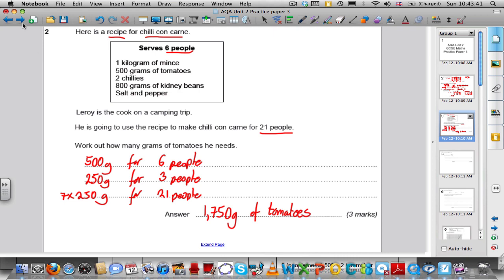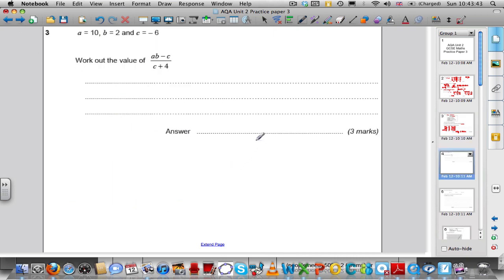Okay, next question. Simple substitution question here. Just substitute using brackets to make sure you get everything correctly. A is 10, B is 2, and C is negative 6. So AB means A times B, so put it in brackets. 10 times 2, then you're going to subtract negative 6. Putting in brackets here really helps you not confuse the subtraction with the actual fact that 6 is a negative number. And the bottom is C plus 4, which is negative 6 plus 4.